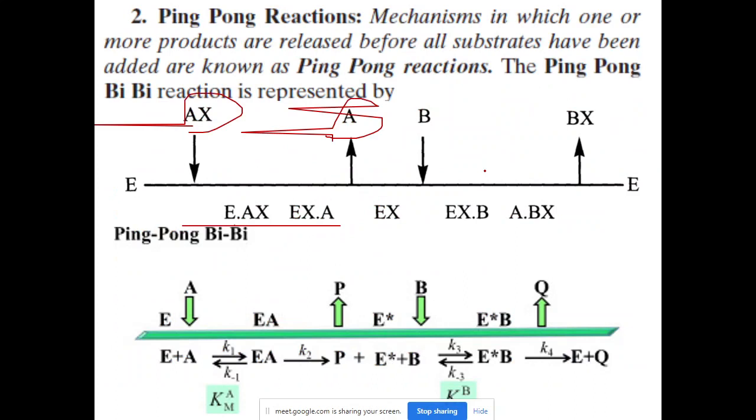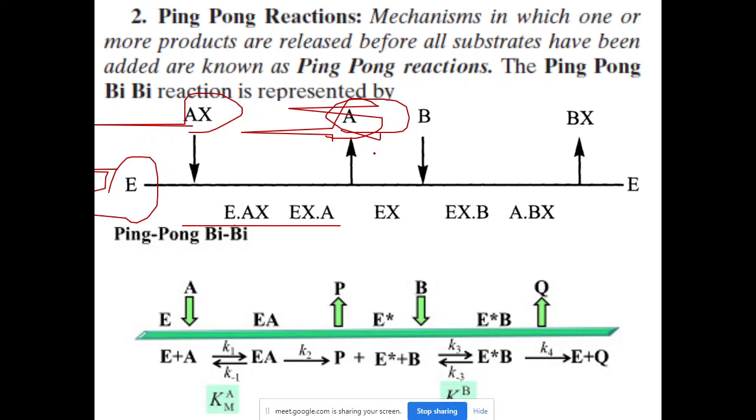What is ping pong? In ping pong, you don't need both substrates bound to the enzyme. One substrate binding to the enzyme is enough. As a result, the first product A is released. Is the point clear now?